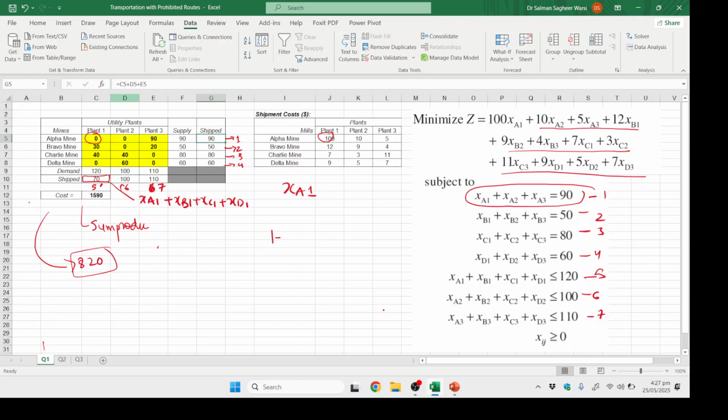Remember that if you are using a SUMPRODUCT formula, you should not keep the prohibited route cell empty or put a zero value in it. You should put a big number compared to the other numbers mentioned in the table. So that's all for this type of problem.